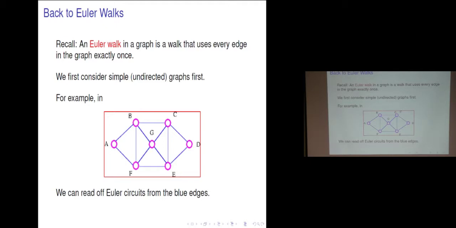Look at this example. We have a graph like this. What's an example of an Euler circuit? An Euler circuit is an Euler walk, but it has to start and end at the same place, right? I will not list the walk, but can you see an Euler circuit? So how do we get an Euler circuit? Let's say we start from A. Is it easy?